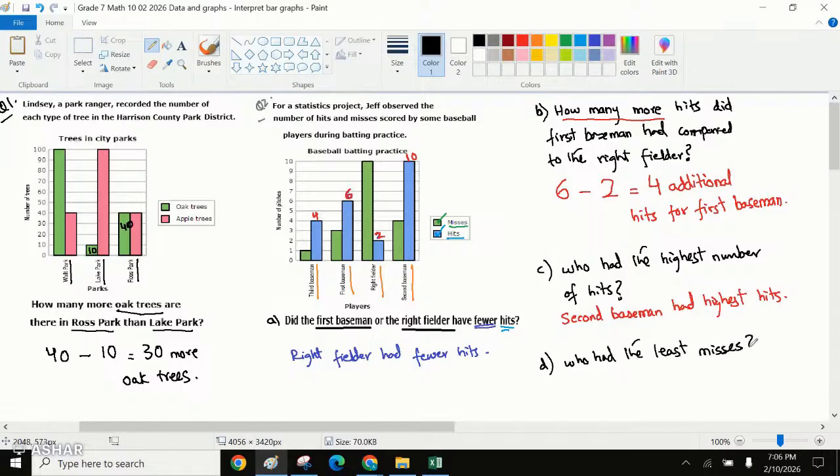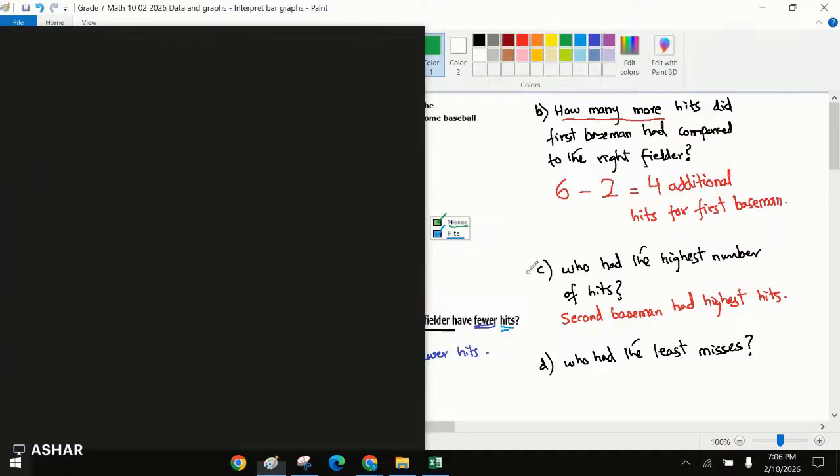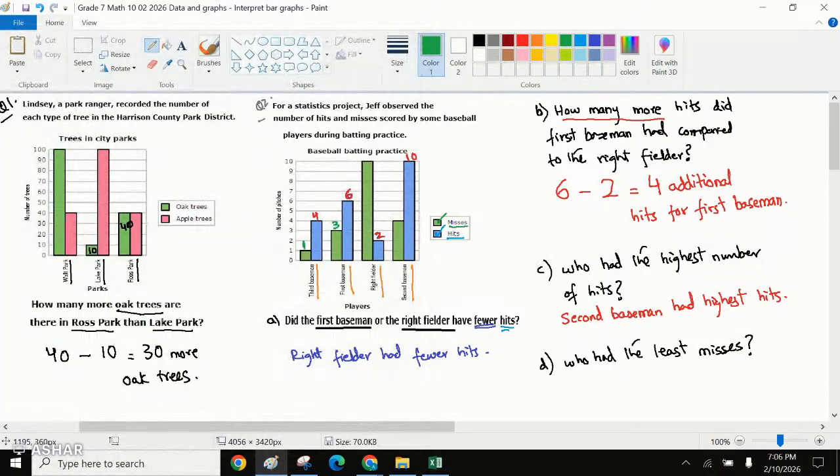misses. Now, if we want to look at the misses, which of them are missing the least? So let's see. There was 1 miss. There were 3 misses. There were 10 misses, and there were 4 misses. So 1 is the least, right? We have to find the least. So we can say third baseman had the least misses, right?